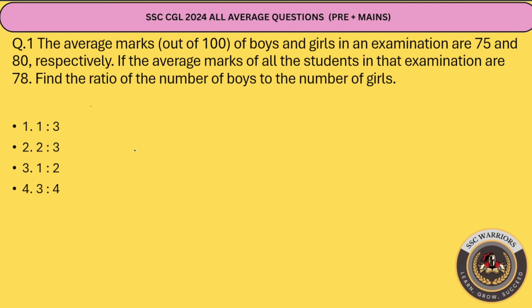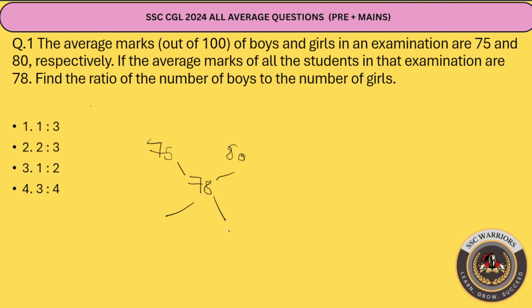The average marks of boys and girls in an examination are 75 and 80 respectively. If the average marks of all the students in the examination are 78, find the ratio of the number of boys to the number of girls. So the average marks of boys are 75, that of girls are 80. We have been given the average marks of all the students as 78.